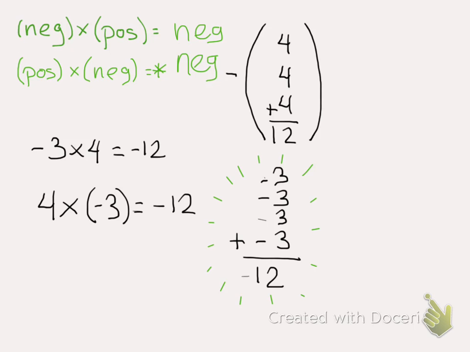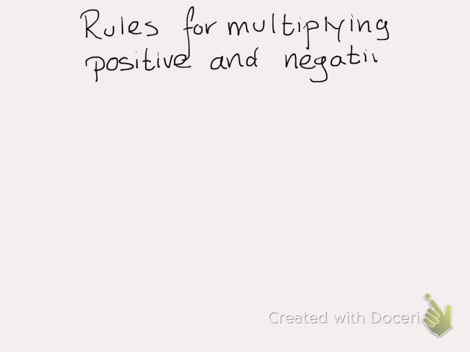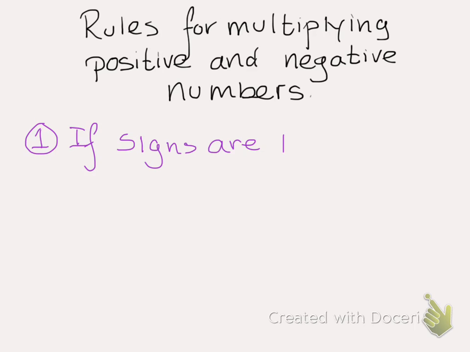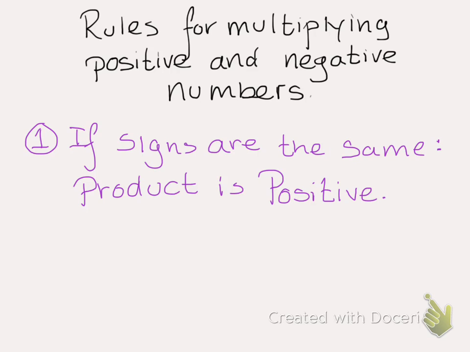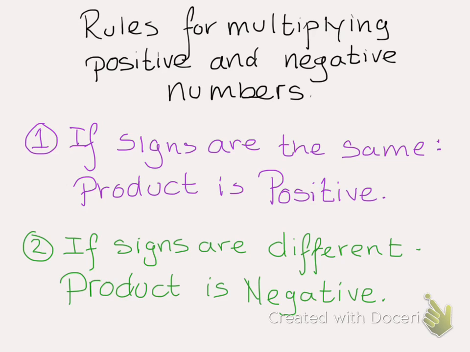Boom, boom, boom. Okay, let's put it all down on paper here. These are the rules for multiplying positive and negative numbers. There's only 2. Right? The first one, if the signs are the same, the product will be positive. Rule number 2, if the signs are different, the product will be negative. And that's all you need to remember.